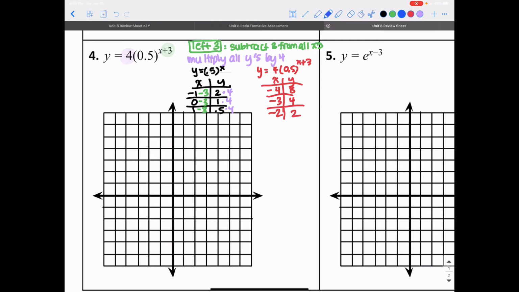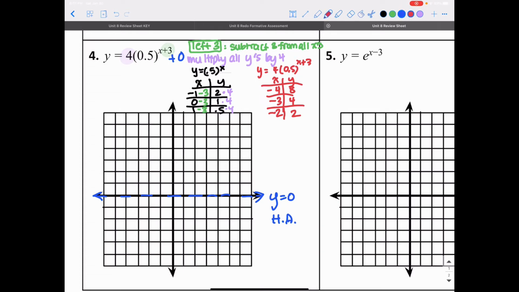And before I plot those points, I'm going to determine where my horizontal asymptote is. It hasn't moved because there's no vertical shift. I'm adding nothing. So it's at y is equal to 0. Even if it's at y is equal to 0, make sure you still draw it.